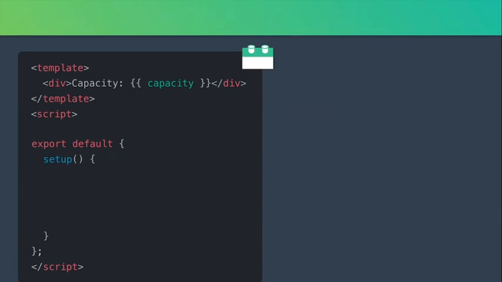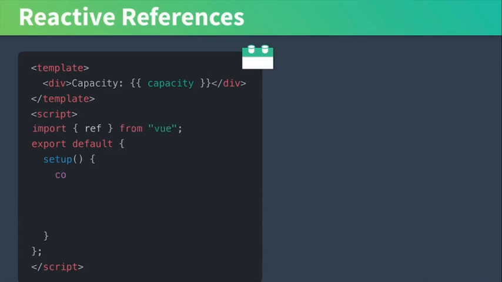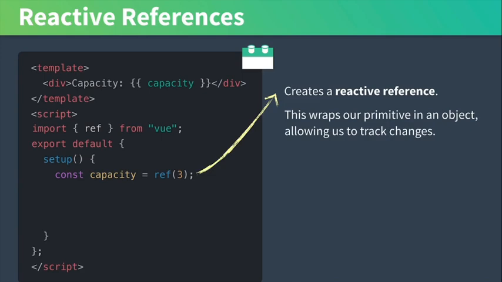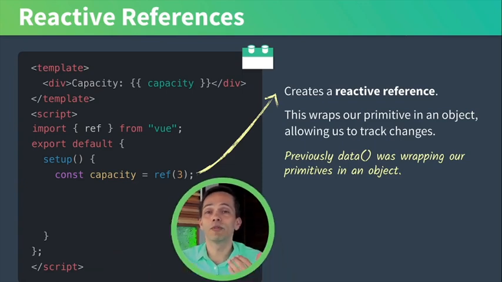Now back to our example. Here we need to import ref from Vue and then declare capacity as a constant, which equals ref(3). The ref function creates a reactive reference. This wraps our primitive in an object, allowing us to track changes. Previously, we were using data, and data was wrapping our primitives in an object for us. Now we're creating a reactive reference, which is an object that wraps our primitive, which in this case is 3.